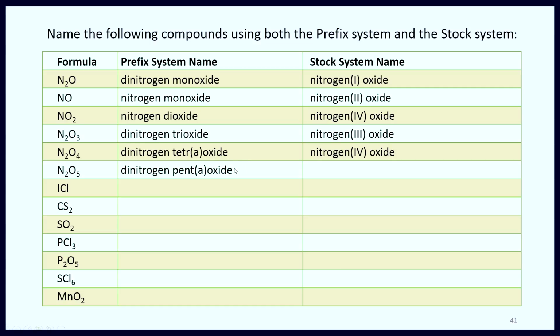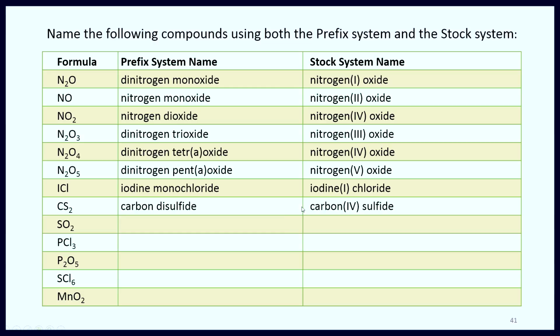Next one is dinitrogen pentoxide or pentaoxide. Don't use parentheses. That's nitrogen(V) oxide. Here is iodine monochloride, iodine(I) chloride. This is carbon disulfide, which is carbon(IV) sulfide. Here is sulfur dioxide, which is sulfur(IV) oxide. This is phosphorus trichloride, phosphorus(III) chloride.